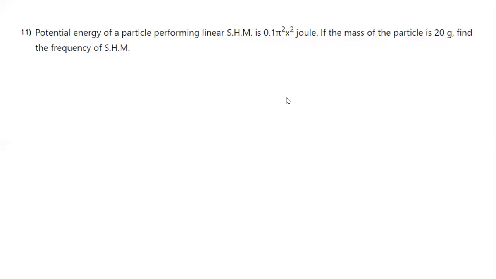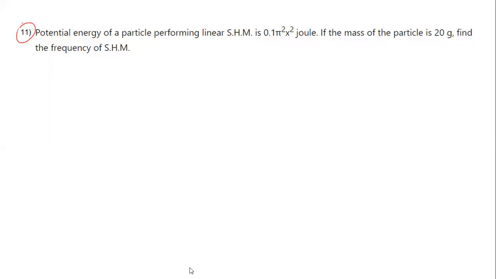Problem number 11 from exercise. Potential energy of particle performing linear SHM is 0.1 pi square x square joule. The mass of the particle is 20 gram. Find frequency of SHM. We have to find out frequency of SHM.